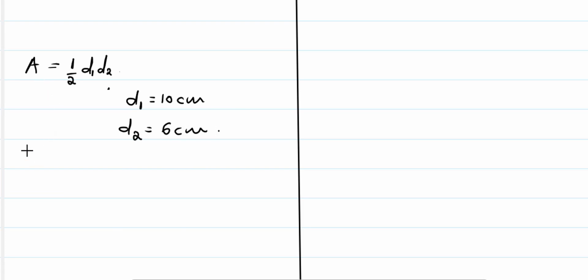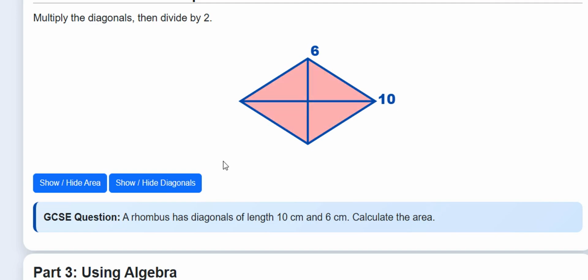So to get the area of that rhombus, we need to put half multiplied by d1, which is 10 centimeters, then multiplied by d2, which is 6. So it becomes by 2, 1, by 2, 5. So 5 multiplied by 6 is 30 centimeters squared, and that becomes the area of this rhombus.